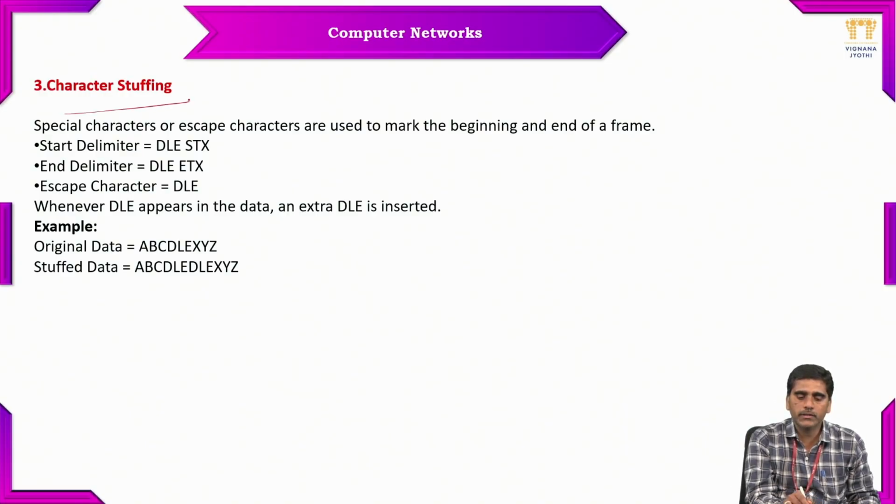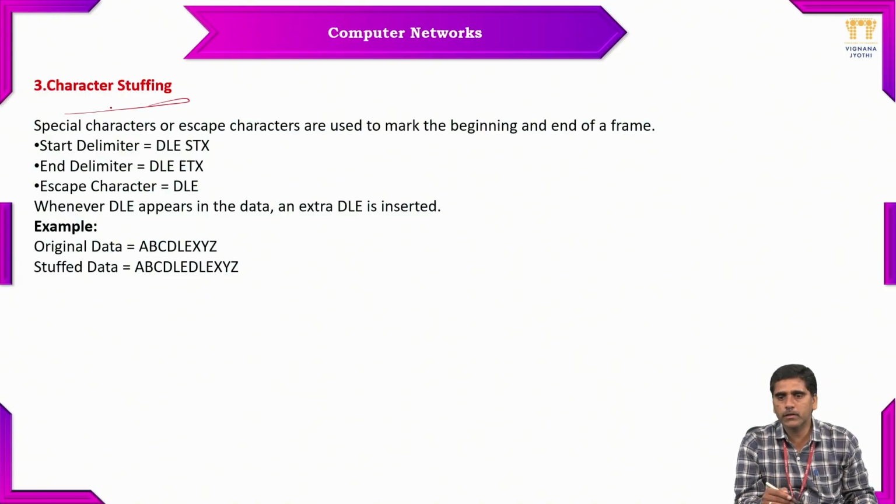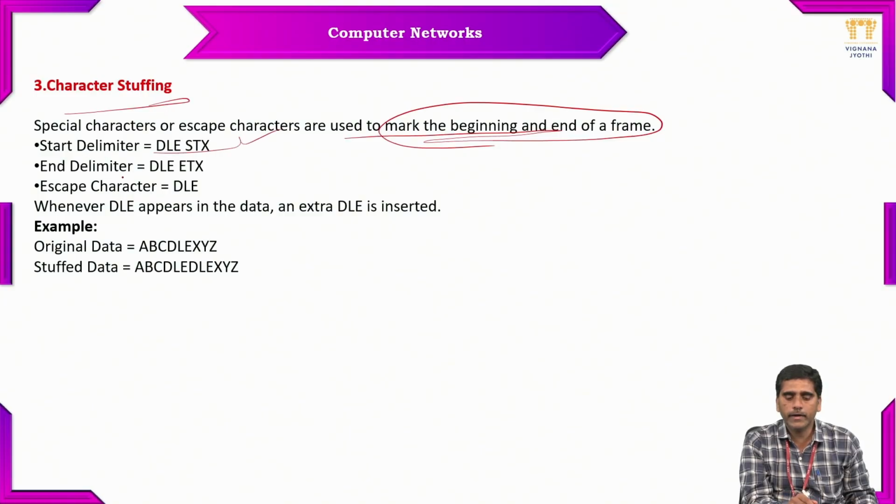And the third one, character stuffing. Character stuffing is nothing but adding special characters or escape characters used to mark the beginning and the ending of the frame. We don't know where the data starts and where it ends, so to mark the beginning and ending of the frame, we have to use delimiters: a starting delimiter and an ending delimiter. And escape characters. So what character do you want to stuff?